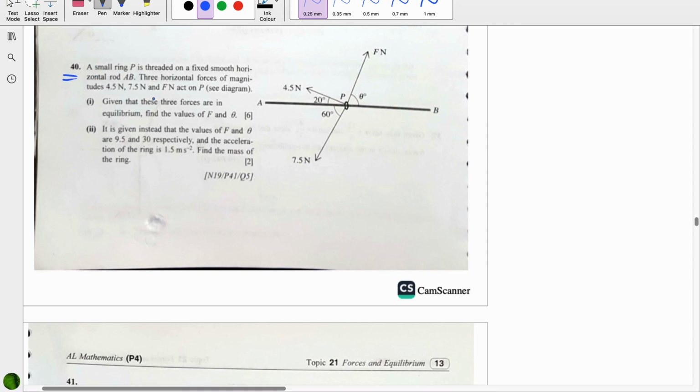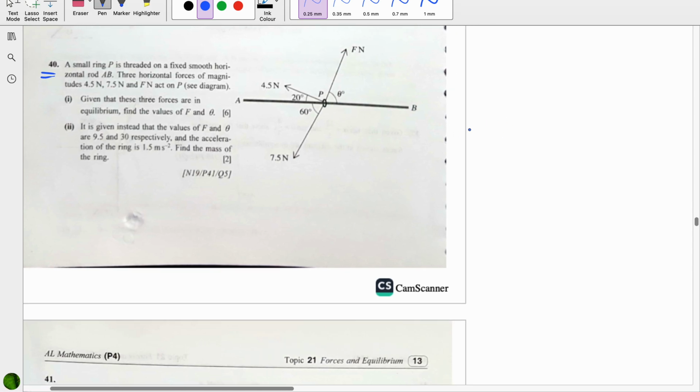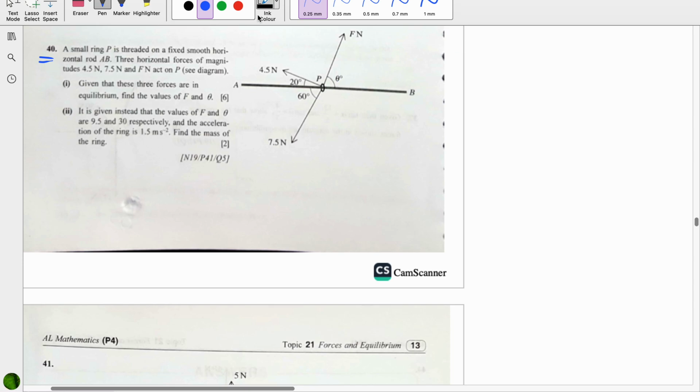Question number 40 says a small ring P is threaded on a fixed smooth horizontal rod AB. Three horizontal forces of magnitude 4.5, 7.5 and F newtons act on P as seen in the diagram. Given that these three forces are in equilibrium, find the value of F and theta. So again we resolve right equals left, or sum of forces equals 0. So let's try it another way.